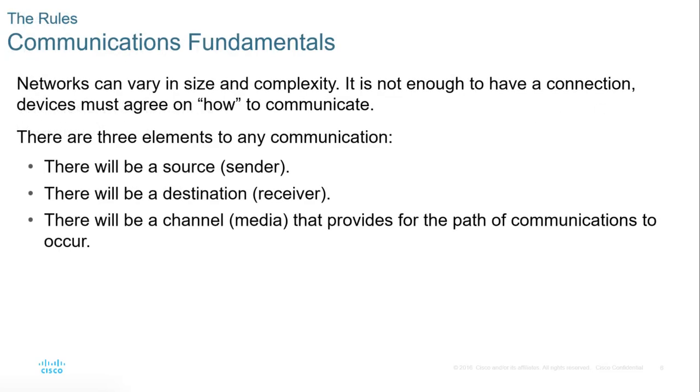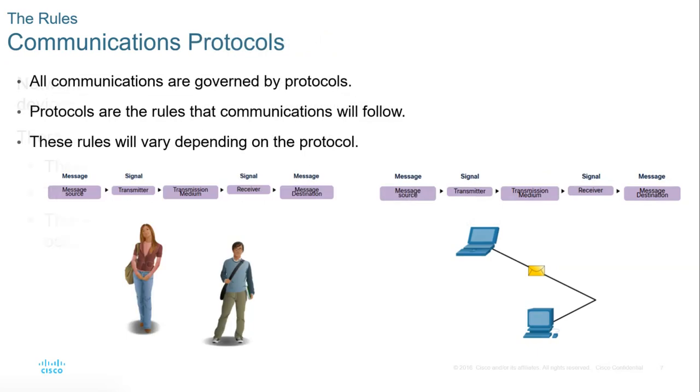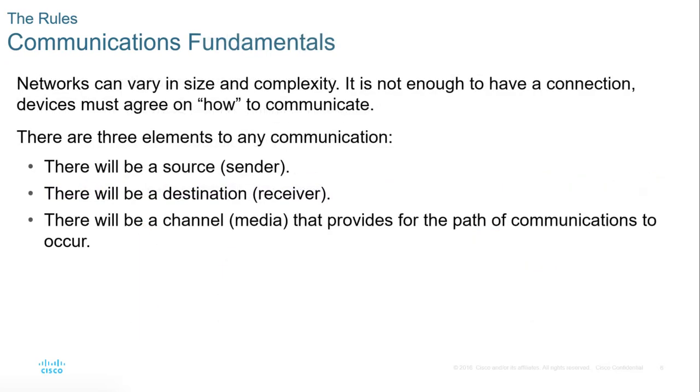So there must be rules, must be protocols. The protocols are a set of rules that are used to identify devices on the network, mostly to locate the devices on the network and how the devices communicate on the network. Networks can vary in size and complexity. It is not enough to have a connection. Devices must agree on how to communicate. So having a connection is not enough.